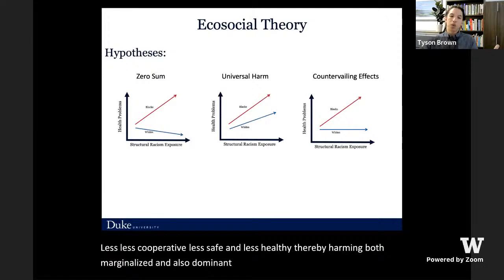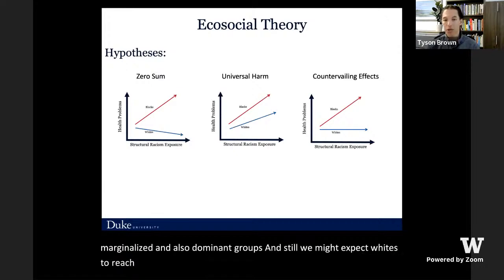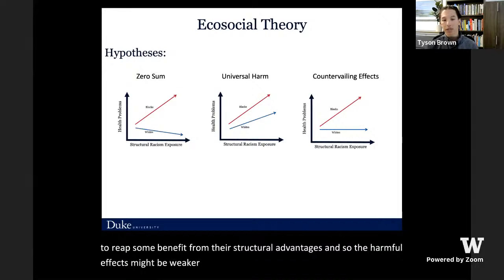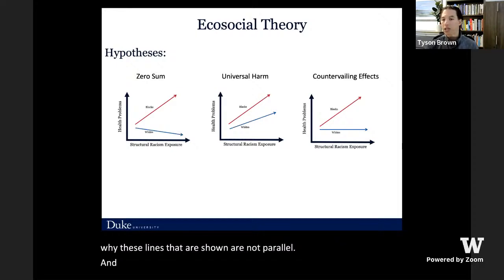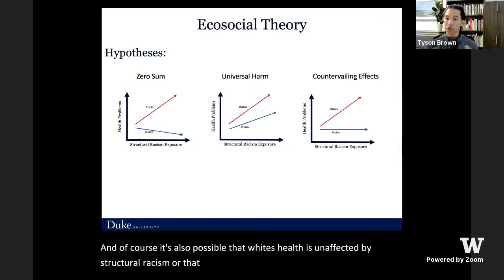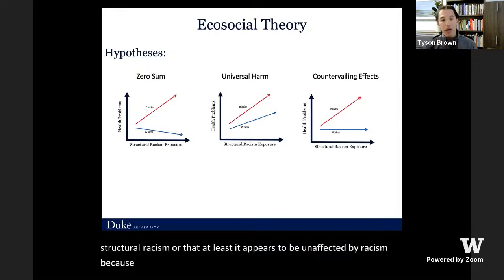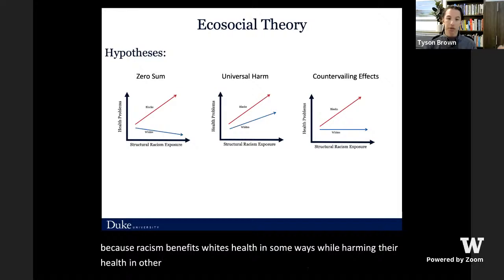And still, we might expect whites to reap some benefit from their structural advantages. And so the harmful effects might be weaker for whites than for Blacks. And so that's why these lines that are shown are not parallel. And of course, it's also possible that whites' health is unaffected by structural racism, or that at least it appears to be unaffected by racism, because racism benefits whites' health in some ways while harming their health in other ways, such that the net effect is zero.